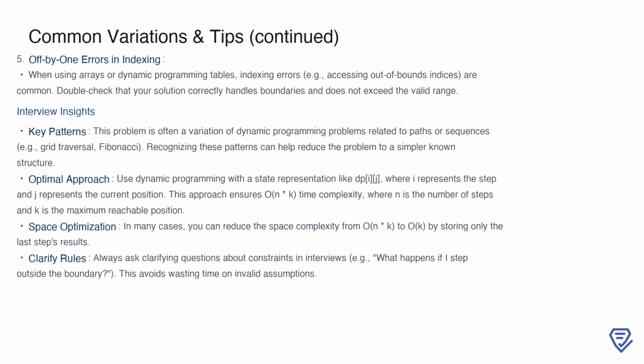This ensures an efficient O(n*k) time complexity, where n is the number of steps and k is the maximum reachable position. For further optimization, you can reduce space complexity from O(n*k) to O(k) by storing only the results from the previous step instead of maintaining the entire dp table. Finally, during interviews, always clarify the problem's rules. For instance, ask what happens if you step outside the boundary. This ensures you don't waste time on invalid assumptions or edge cases.